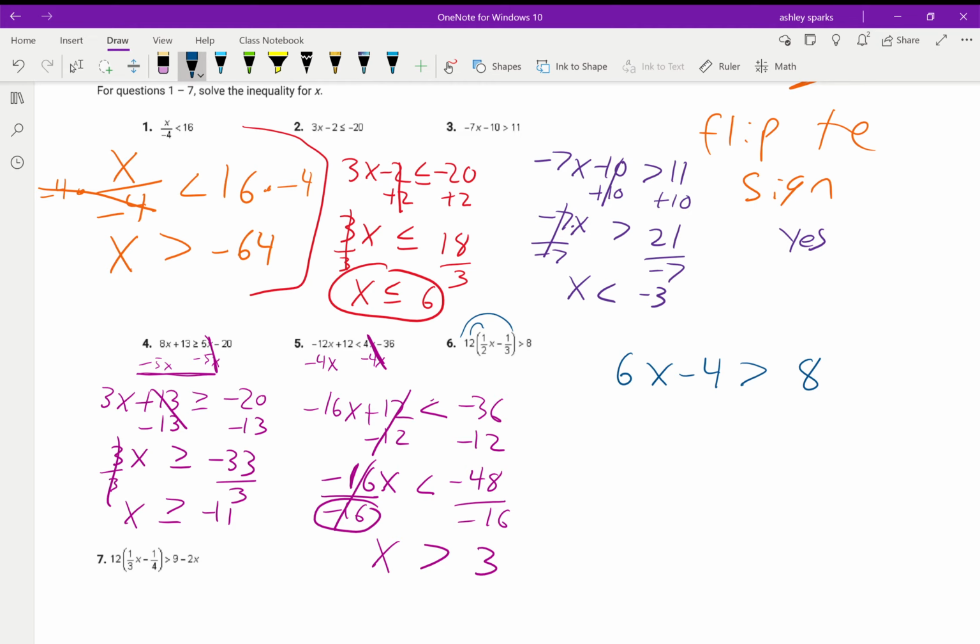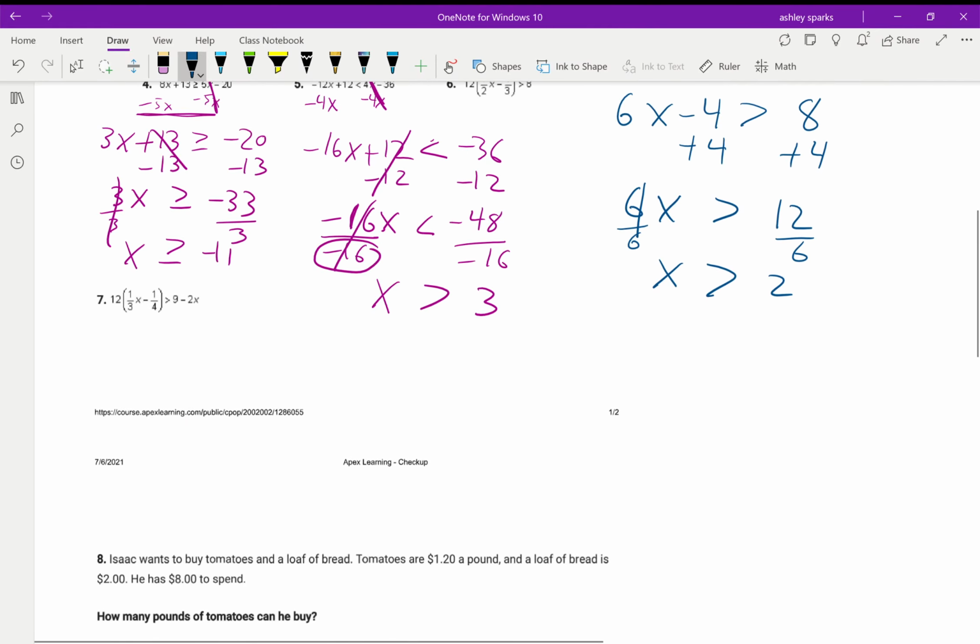Now we should do our two-step equation. So the opposite of minus 4 is plus 4. I got 6x, 12. I have yet to do multiplication or division. My sign should not change. I'm going to divide by 6, cancel, x, and 2. This was a positive 6 that I divided by. Since it was positive, I don't need to change the sign. Okay?